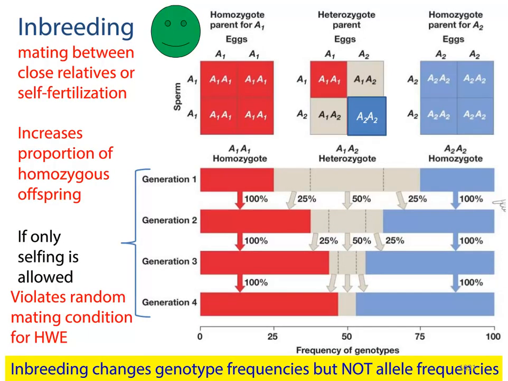So again, just a reminder, inbreeding is mating between close relatives or self-fertilization. This will increase the proportion of homozygous offspring. And if only selfing is allowed, by the way, this actually does violate the whole idea of random mating, which is a condition for Hardy-Weinberg equilibrium, which we are going to dive into in the next couple of slides. So in order to have Hardy-Weinberg, you cannot have inbreeding. Just keep that in the back of your mind until we keep going through the rest of the slides. If this doesn't make sense, definitely please let me know.